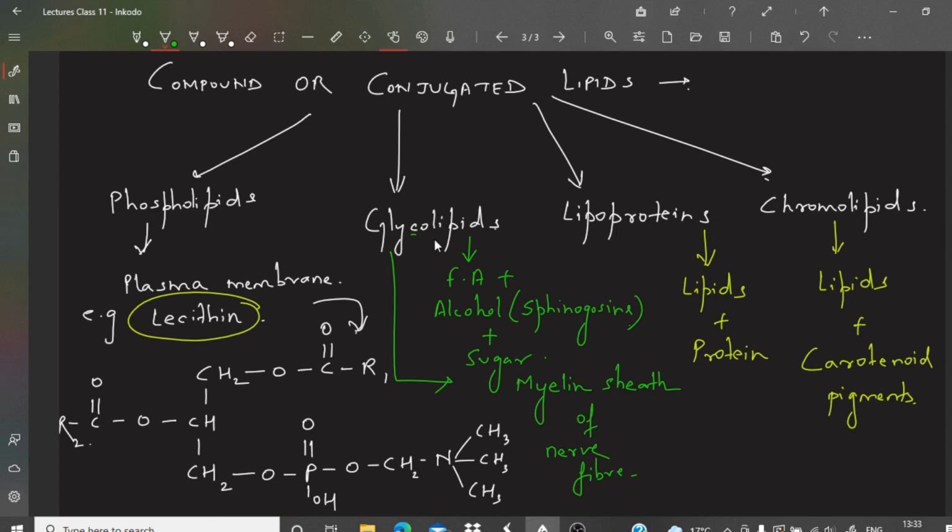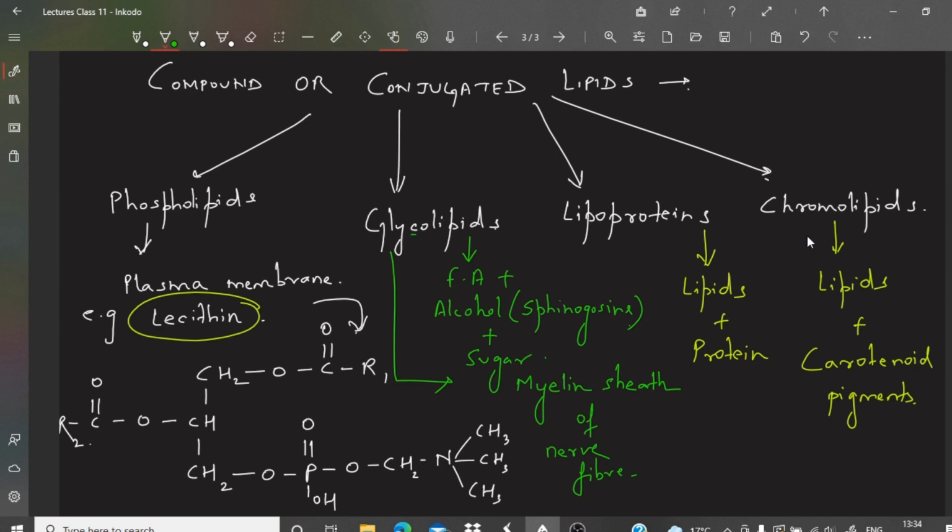The second category is glycolipids, where a fatty acid is combined with an alcohol. That specific alcohol is a pentose molecule plus sugar. This component forms part of the myelin sheath of the nerve fibers. Alright, the third category is the lipoproteins. As the name suggests, lipid combined with a protein part is known as lipoprotein, again present in the plasma membrane.